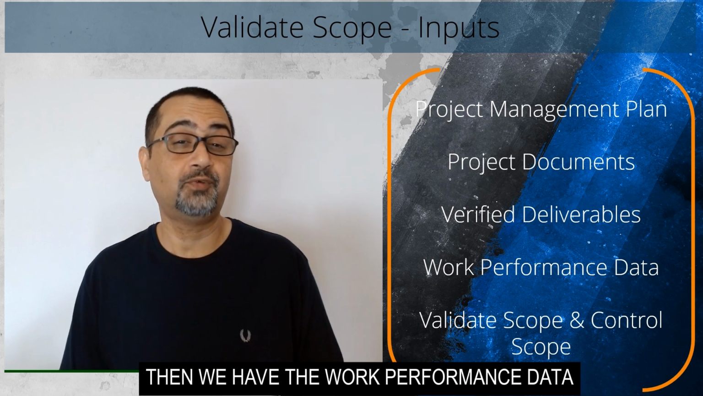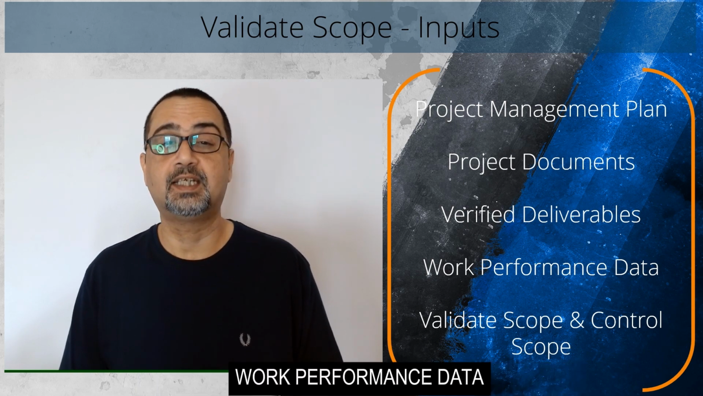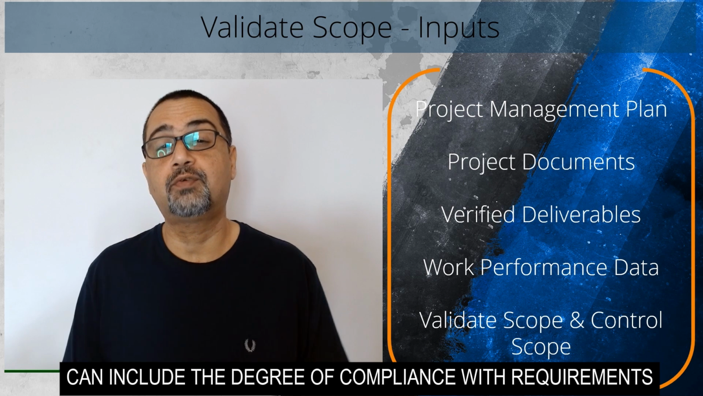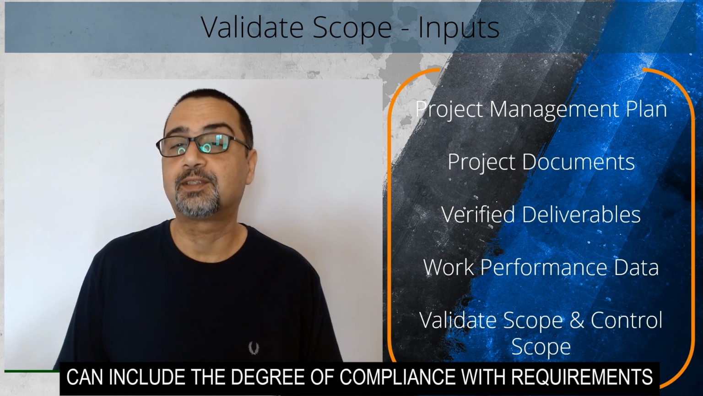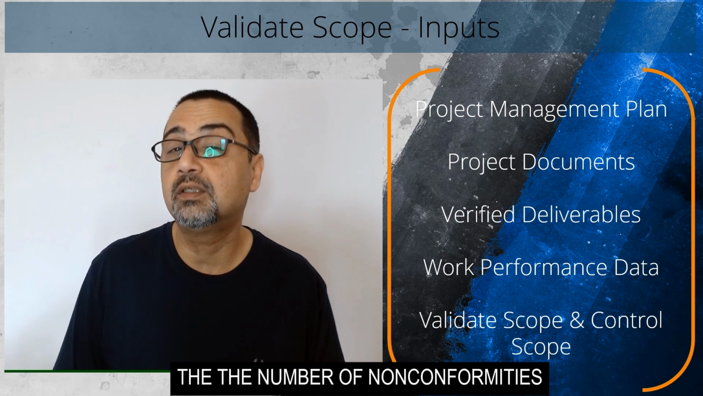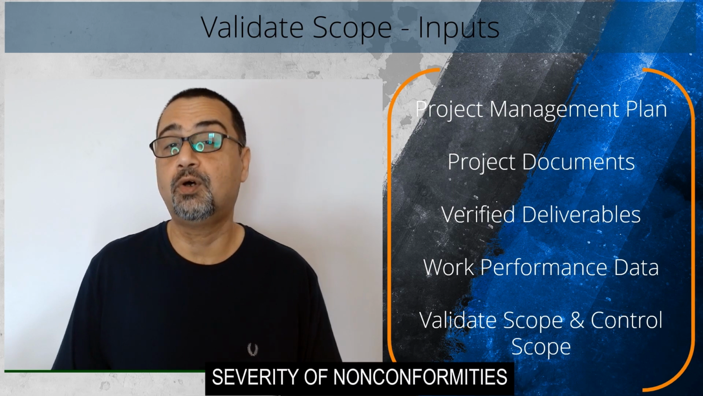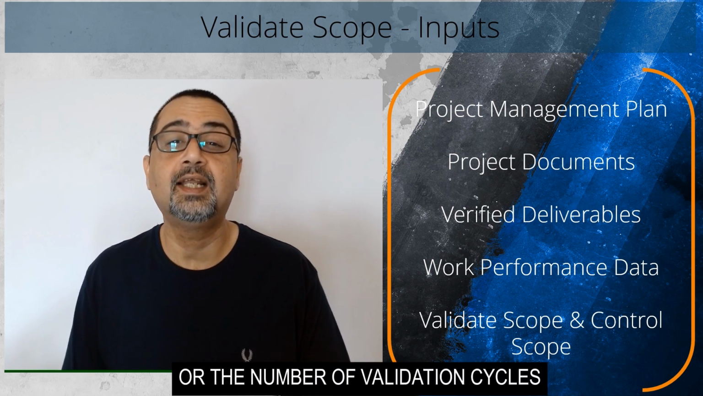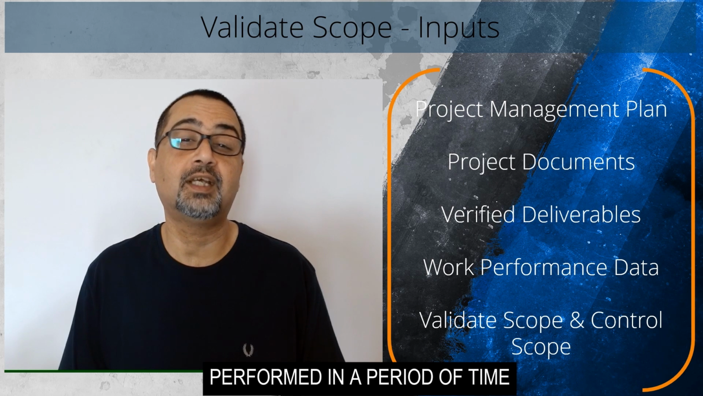Then we have the work performance data. Work performance data can include the degree of compliance with requirements, the number of non-conformities, severity of non-conformities, or the number of validation cycles performed in a period of time.